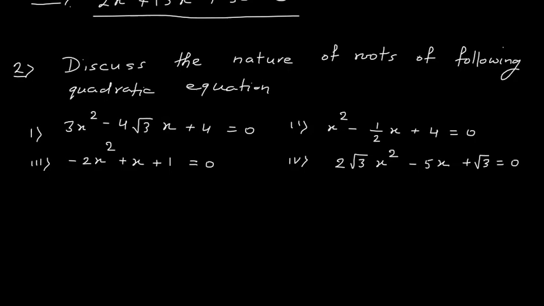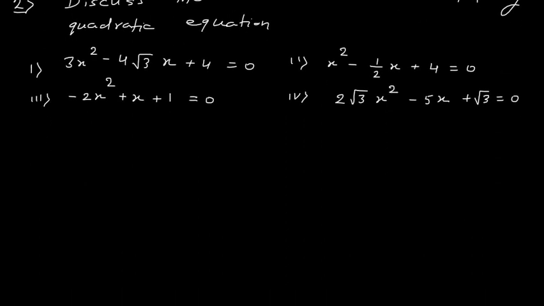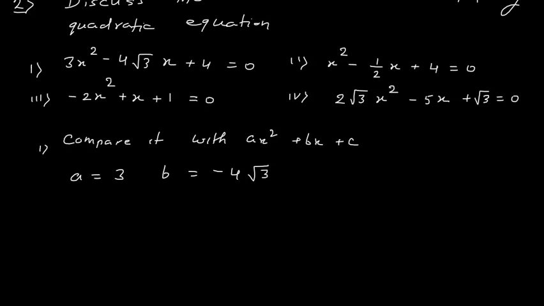The only difference between question number 1 and this question number 2 is that now the numbers are in fractions or in roots. So no issue. See this first question. Here we compare it with ax² + bx + c. We get a = 3, b = -4√3 and c = 4.